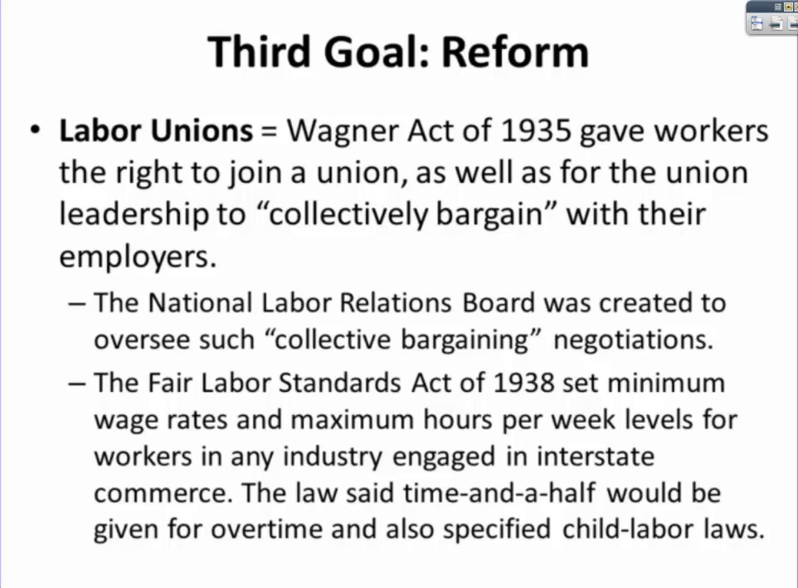The National Labor Relations Board was created to oversee such collective bargaining negotiations to make sure they're being done fairly. The Fair Labor Standards Act of 1938 set minimum wage rates and maximum hours per week for workers in any industry engaged in interstate commerce. The law said that time and a half would be given for any overtime, and it also specifically closed out any more loopholes allowing for child labor. So there are now child labor laws protecting children from going to work.